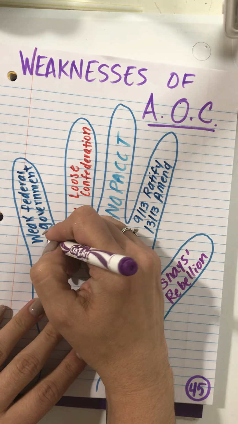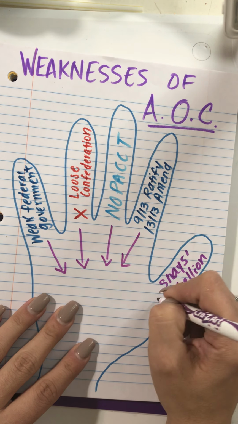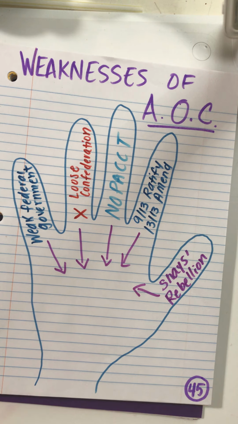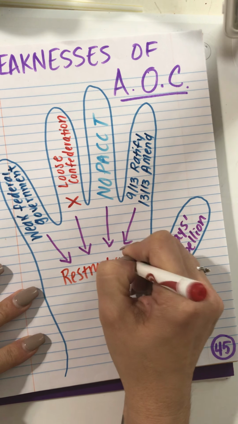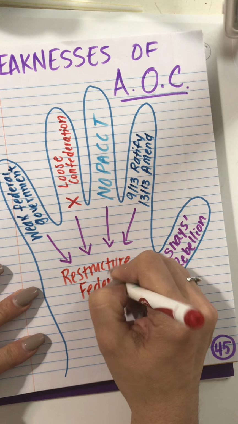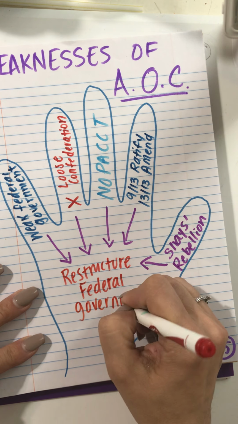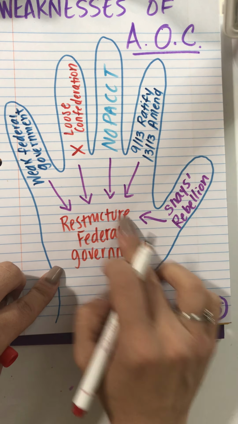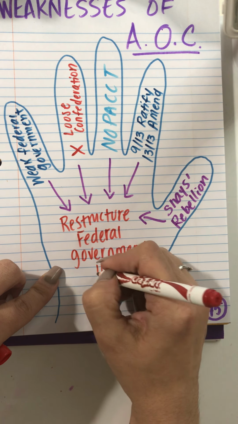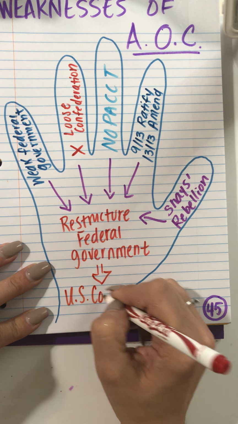And what did we need to do? So check this out. All of these contributed to what happened next. And what needed to be done was we needed to restructure the federal government. So restructure. And remember, federal is also central, is also national. So we needed to restructure it. And finally, when we realized this, what was created from this, what did we end up creating, which is going to be our next unit? We created the U.S. Constitution.